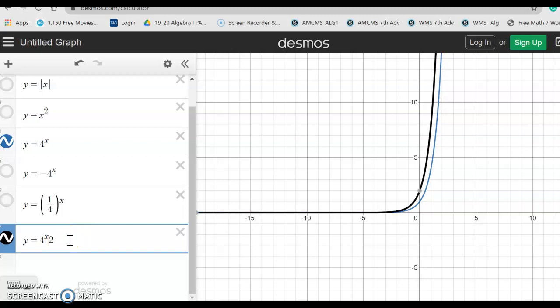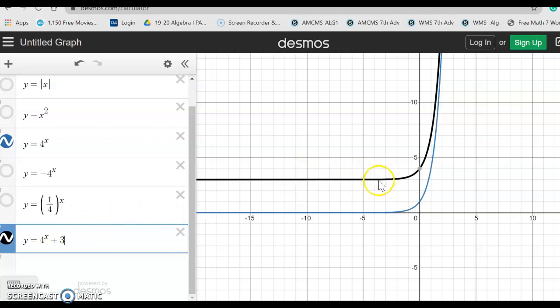Just like if I did plus 3, it moves the entire exponential growth equation up 3 units. I put a 0 in here. My asymptote is at 3, and my y-intercept is at 4. So you are going to be able to read these graphs as we continue on.